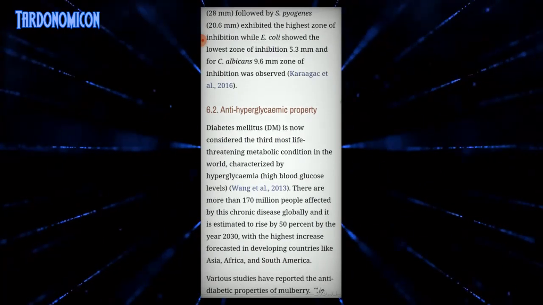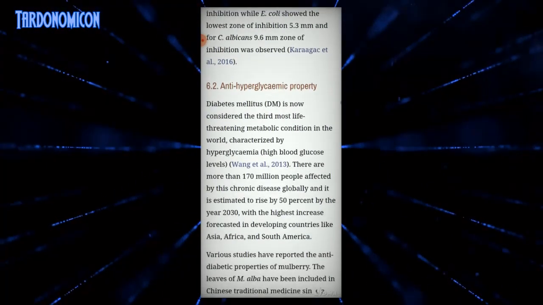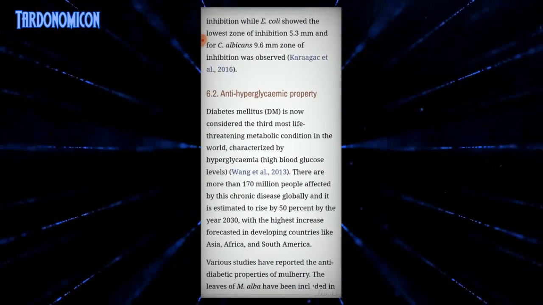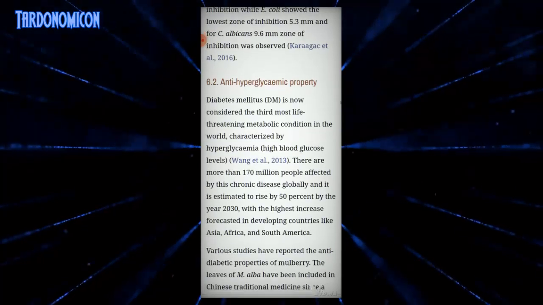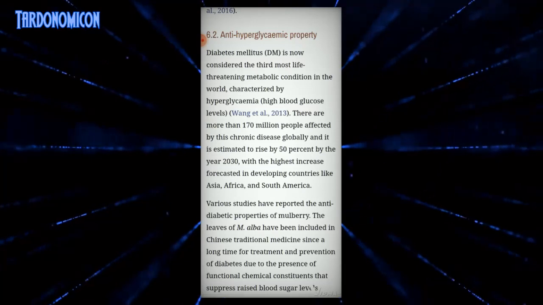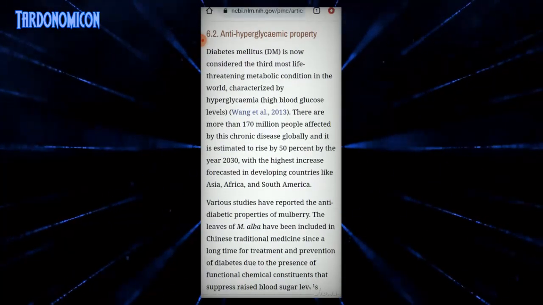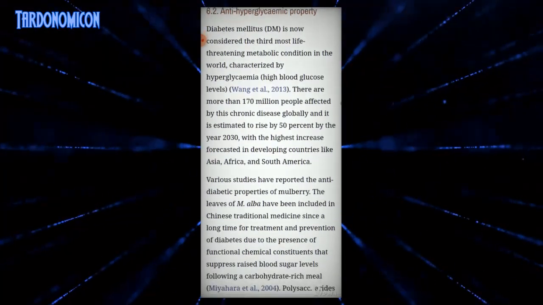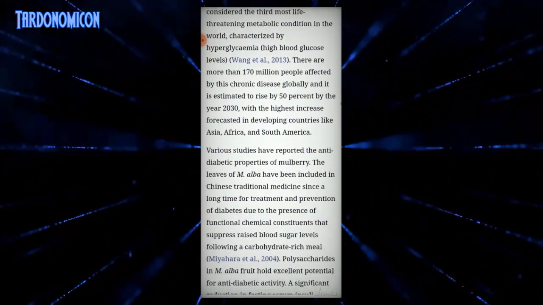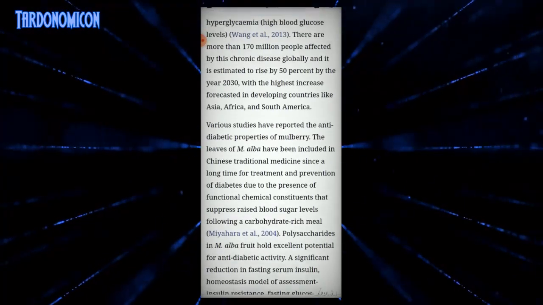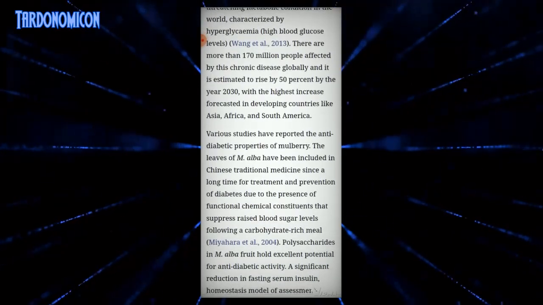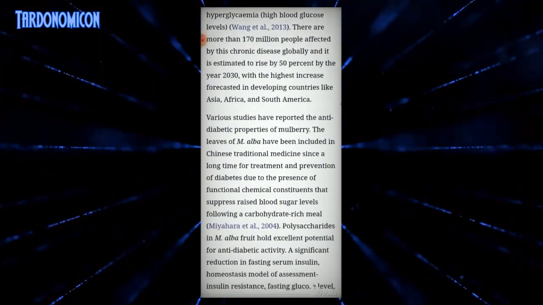Anti-hyperglycemic property. This means that it's anti-diabetic. It helps to lower blood sugar. Diabetes is now considered the third most life-threatening metabolic condition in the world, characterized by hyperglycemia, meaning high blood sugar. There are more than 170 million people affected by this chronic disease globally, and it is estimated to rise by 50% by the year 2030, with the highest increase forecasted in developing countries like Asia, Africa, and South America.